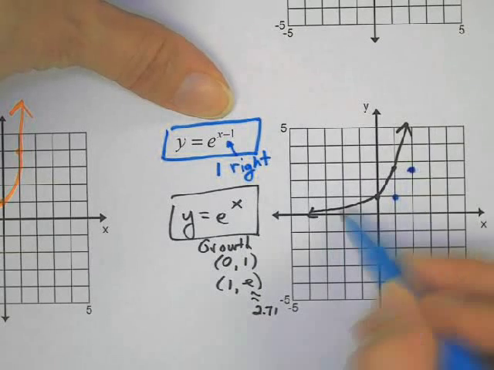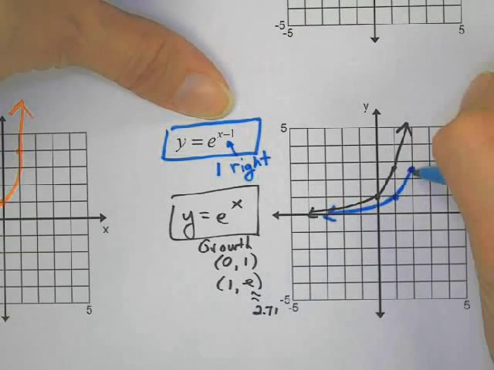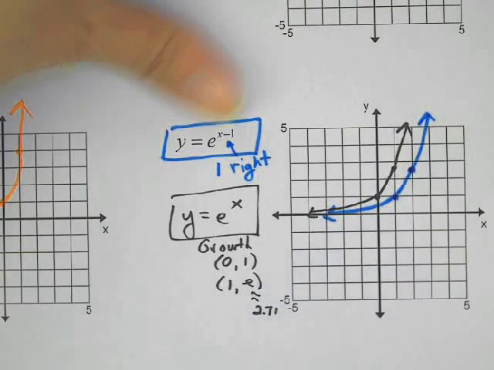Does the asymptote change at all? No, it's still the x-axis. It's just everything else is to the right.